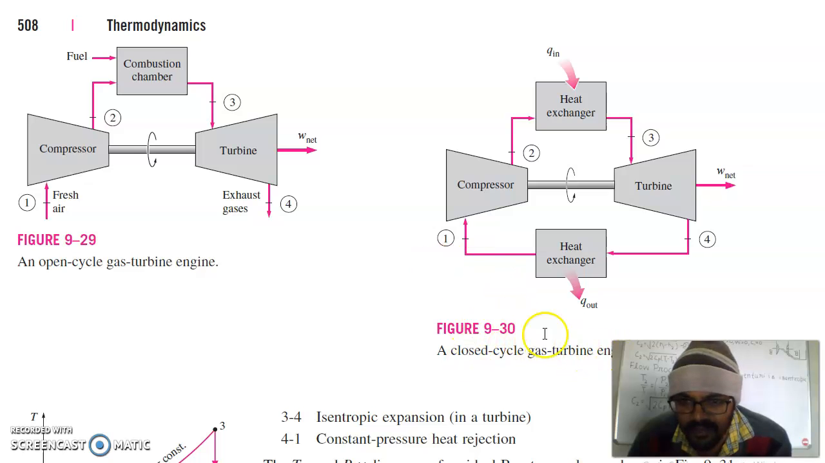A closed cycle gas turbine engine is here. Your compressor, heat exchanger, heat is transferred to the gas, and then it is expanded in the turbine, and after that the heat is ejected to the environment. So this is a closed cycle.